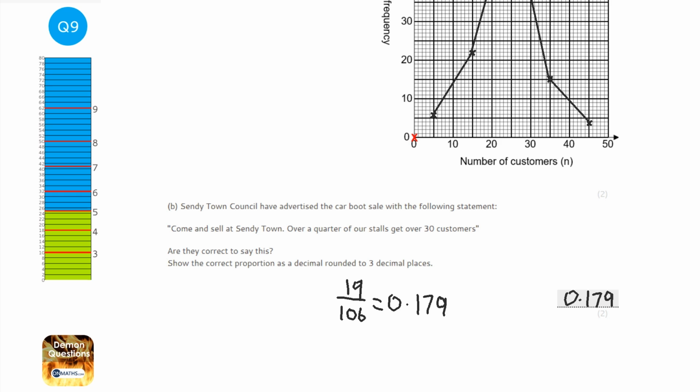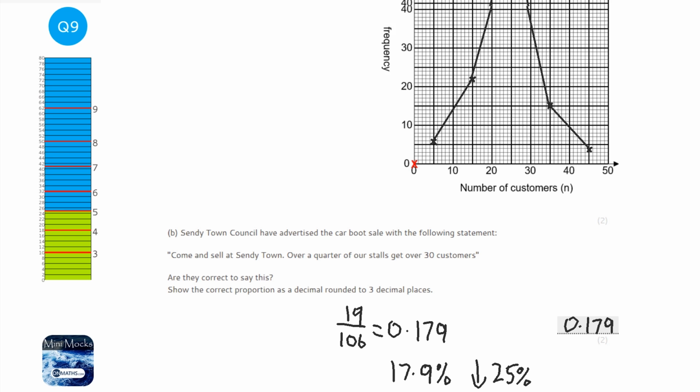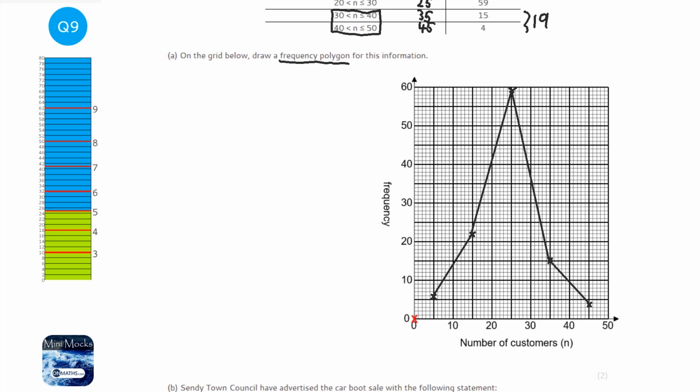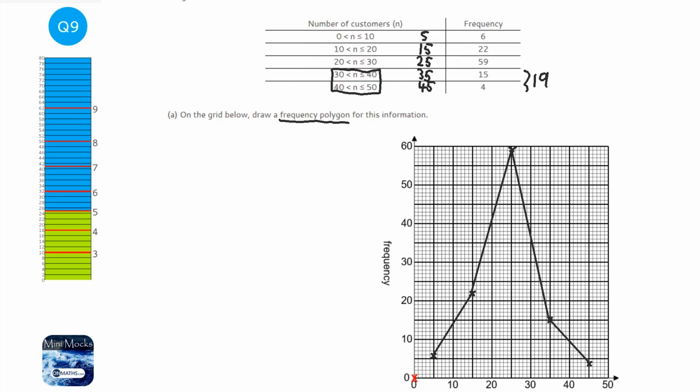So what I would say in the exam is no, because that is 17% or 17.9%. So it's less than 25%. And just write a sentence saying that yes, it's close, but it's not quite at 25%, because even rounding up to the nearest percentage, it's 18%, which is 7% lower than 25%. So just make sure you write all of the numbers in an answer that answers the question.